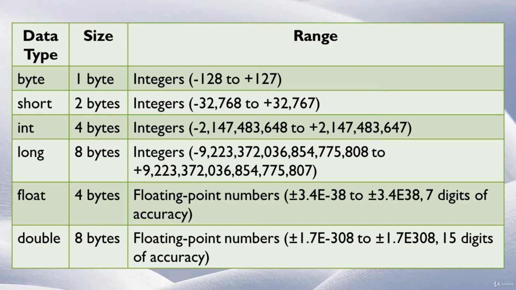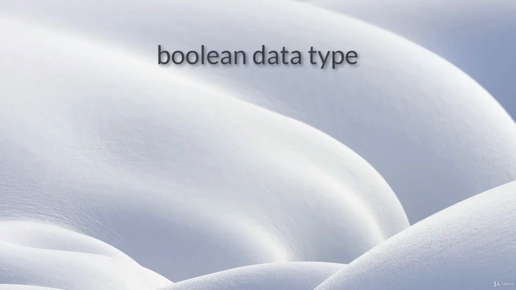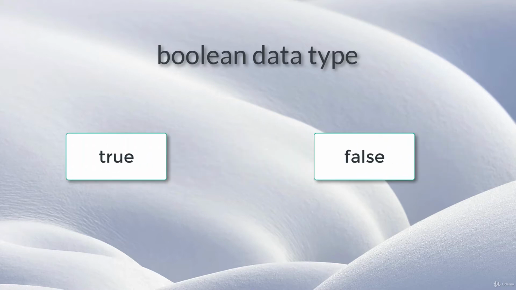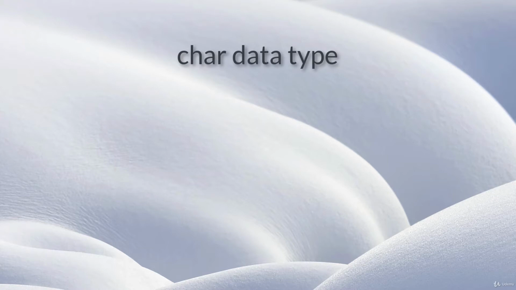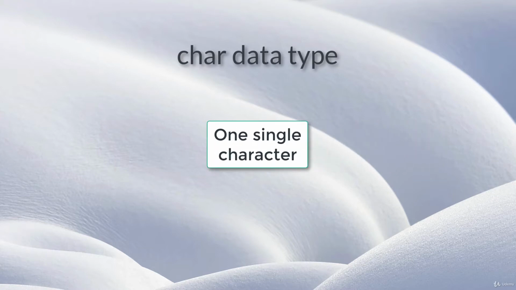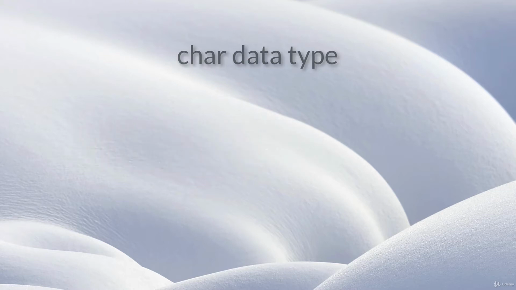Some other data types that we will work with include booleans. So the boolean data type has only 2 possible values, either true or false. Use this data type for simple flags that track true or false conditions, and this data type represents 1 bit of information, but its size isn't something that's precisely defined. We can also use the char or the character data type that can only store 1 single character and uses 2 bytes to store. One other data type that we will use is the string class as data type.